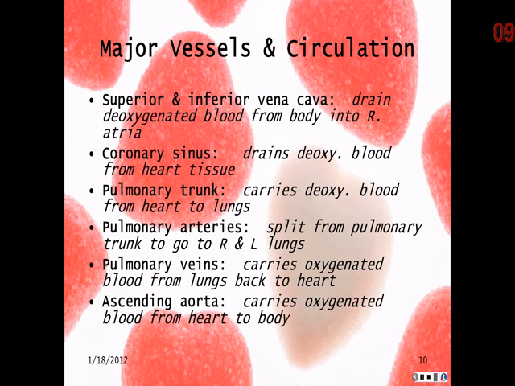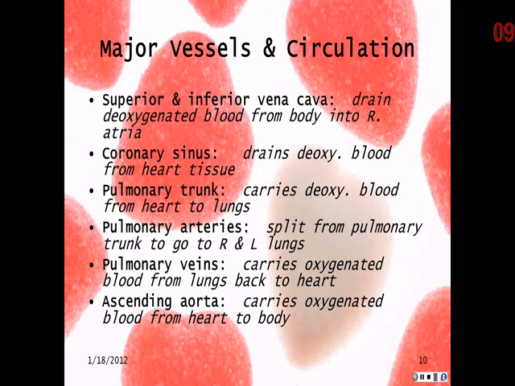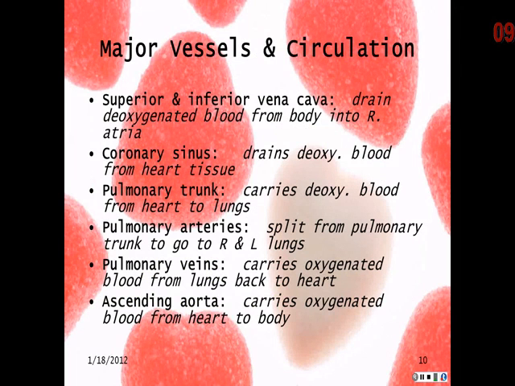The superior and inferior vena cava drain the deoxygenated blood from the body into the right atria. The coronary sinus drains the deoxygenated blood from the heart muscle into the right atria. The blood moves from the right atria into the right ventricle and exits the pulmonary trunk, still deoxygenated.